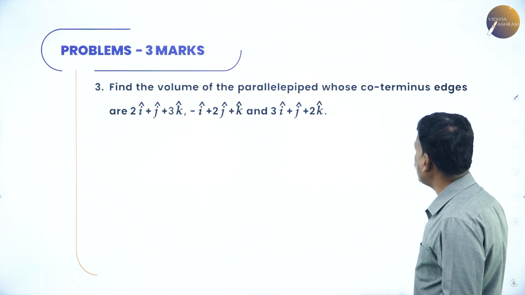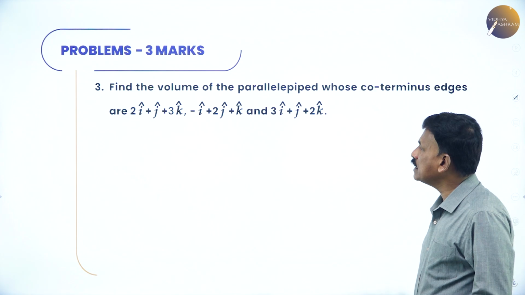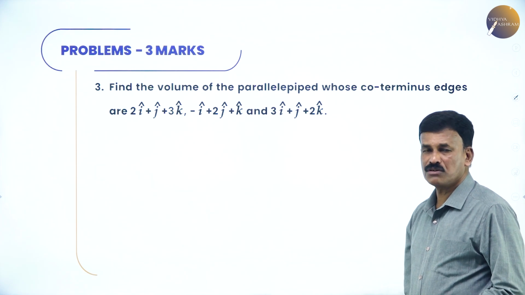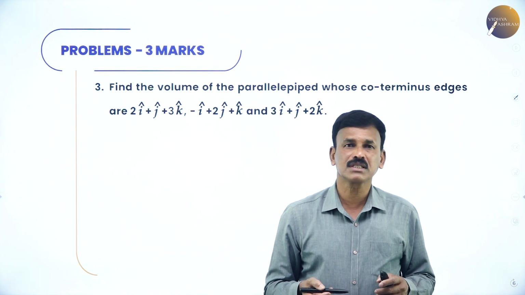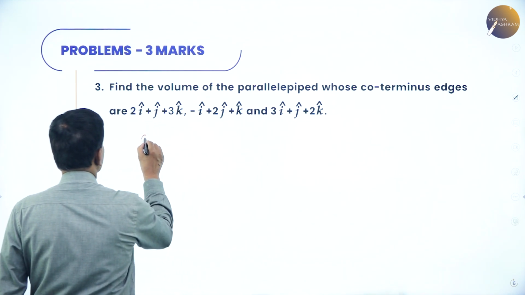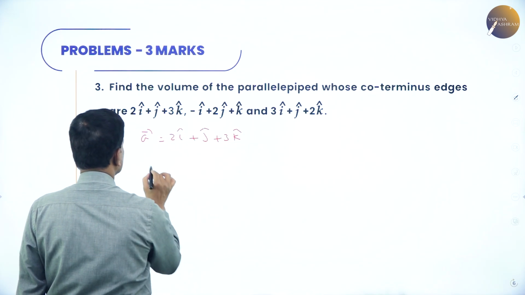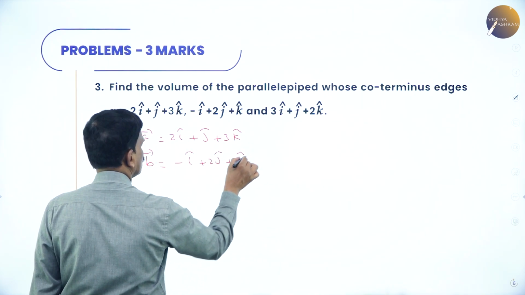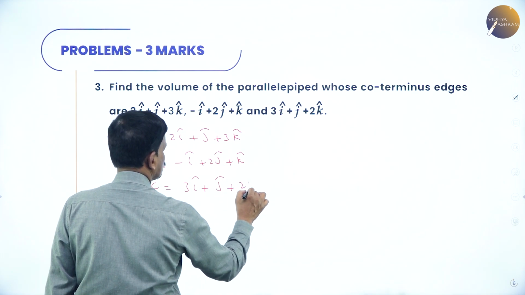Find the volume of a parallelepiped whose coterminous edges are 2i plus j plus 3k, minus i plus 2j plus k, and 3i plus j plus 2k. In the previous class we discussed the scalar triple product or box product. Just find the box product of these 3 vectors, that will give the volume of the parallelepiped. Given vector a is equal to 2i plus j plus 3k, vector b is equal to minus i plus 2j plus k, and vector c is equal to 3i plus j plus 2k.